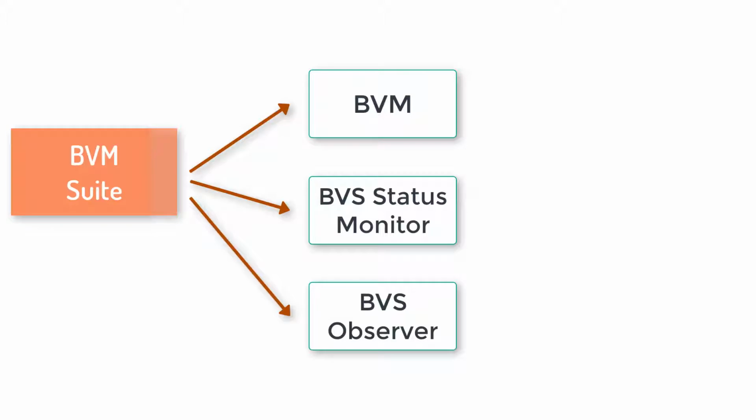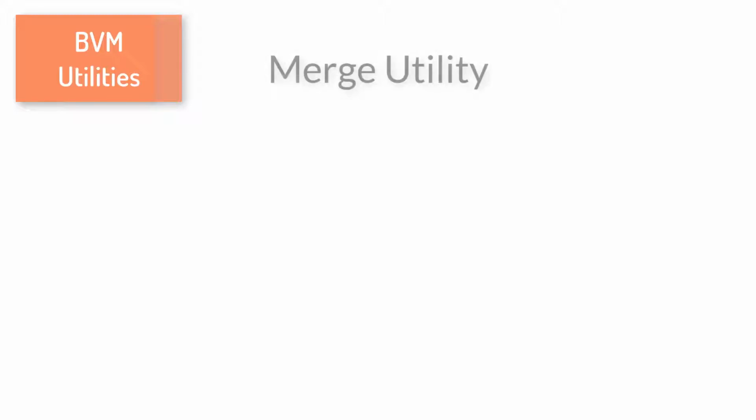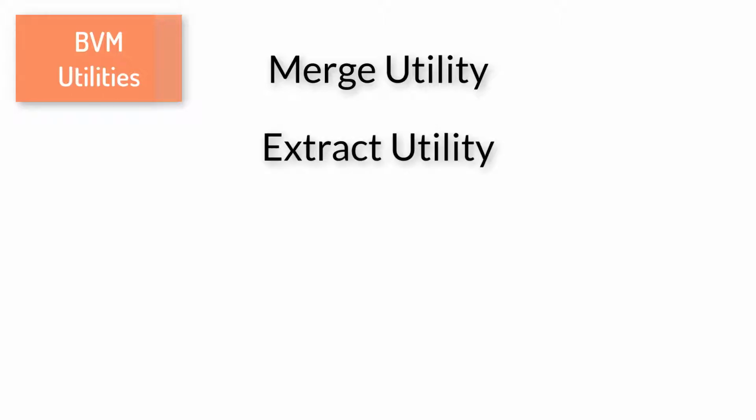Besides these three main programs, a few utilities are included in the BVM software suite. The first is the merge utility, which allows you to take data from multiple BVM data files and synchronize them. This way, if you have BVM loaded on a laptop to communicate with a battery monitoring system, you can retrieve and merge the data back into the main database. Another utility is the extract utility, which lets the user extract BVM data files from SQL to Access.